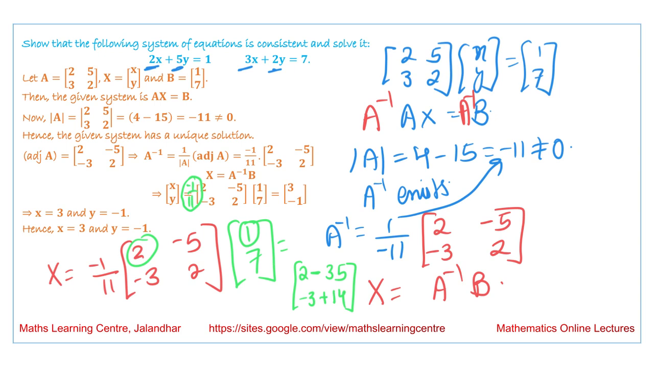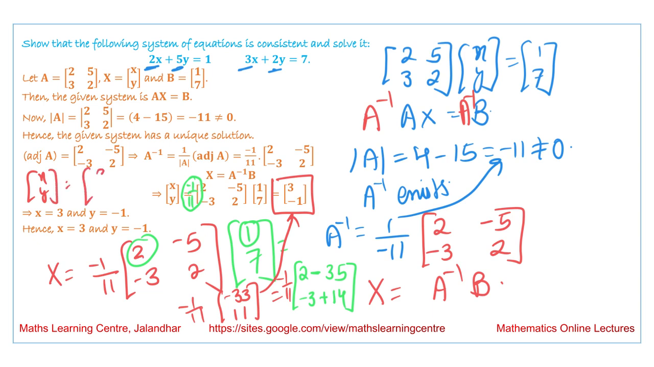So the values we obtain from this are: minus 1 by 11 is already there, and this is minus 33 and 11. So the answer we obtain is 3 and minus 1. So what we get is that x, y is equal to 3 and minus 1. This gives us the value of x as 3 and the value of y as minus 1.